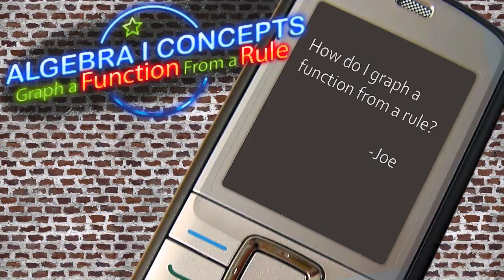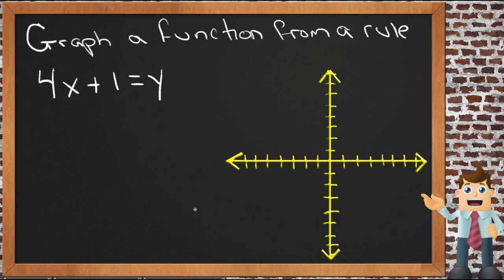Joe here has sent in a message asking me how he should graph a function from a rule. Okay, so you want to graph a function from a rule. Well, actually, graphing a function from a rule is a lot like graphing one from a table. In fact, the easiest way to graph a function from a rule is often to make a table. So let's actually do that here.